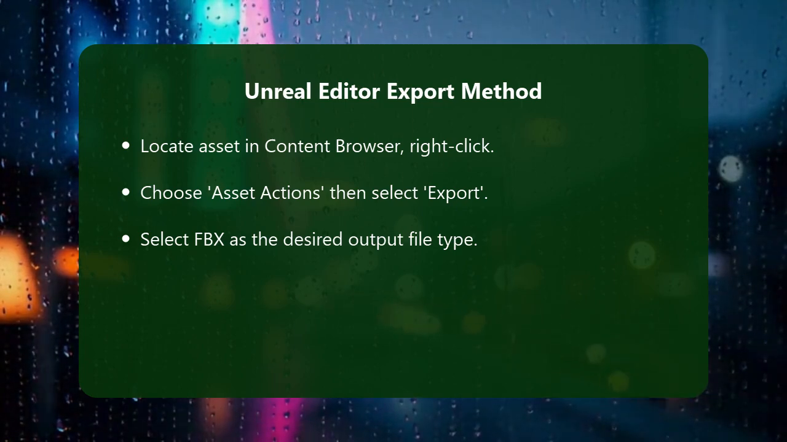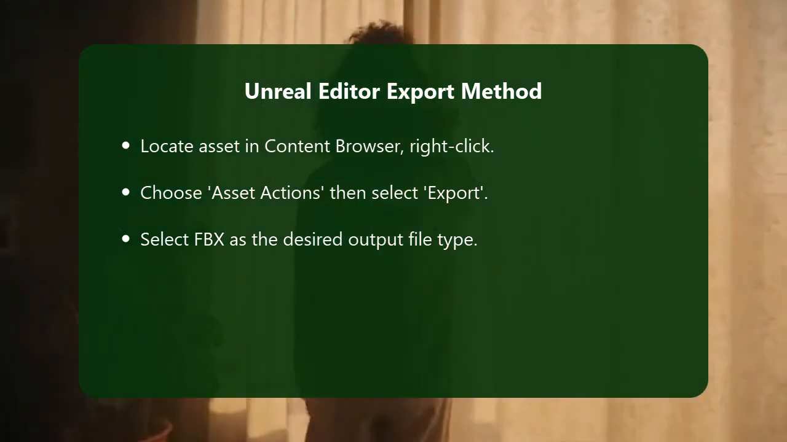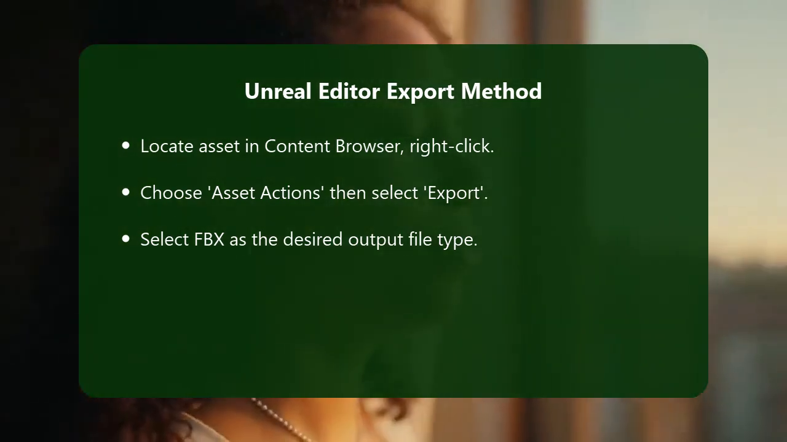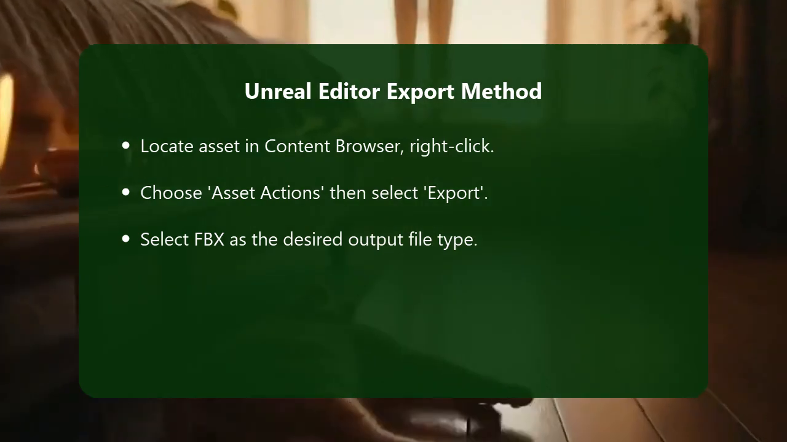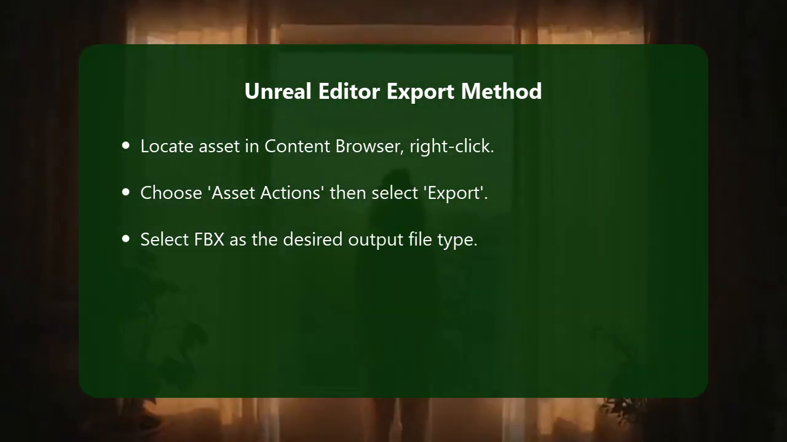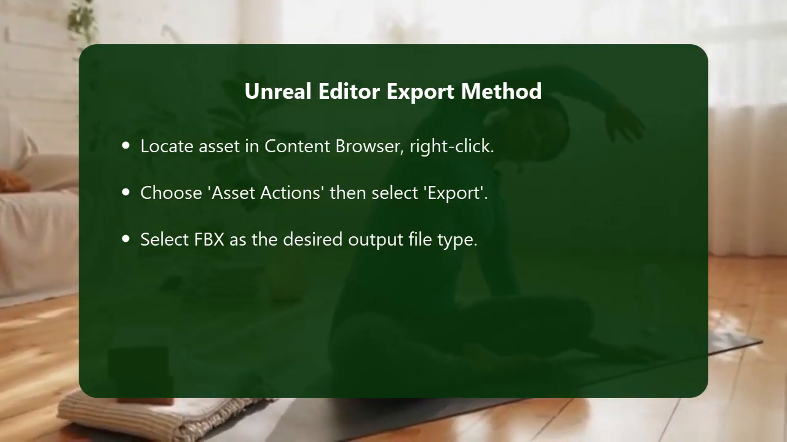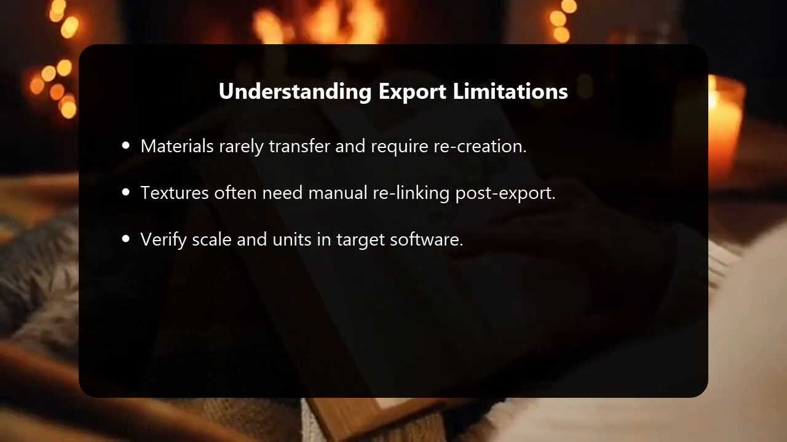animation. For skeletal meshes and animations, ensure export LODs and export morph targets are checked if needed, and verify the animation settings like frame rate and range. After configuring these options, click Export. The Unreal Engine will then process the asset and generate an FBX file at your chosen location.